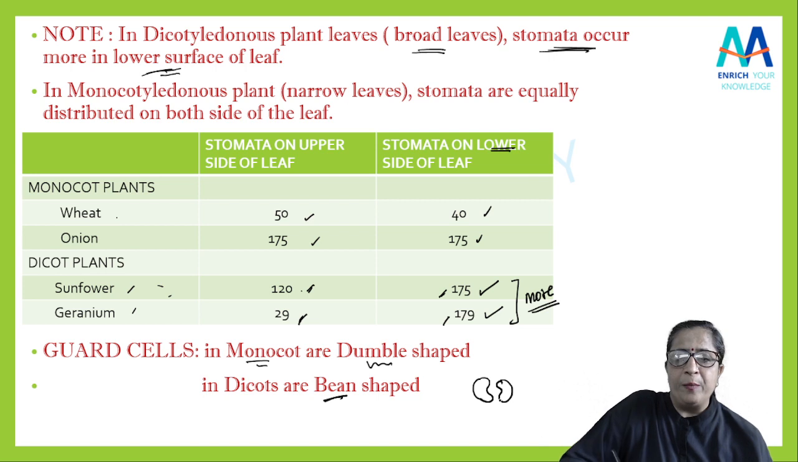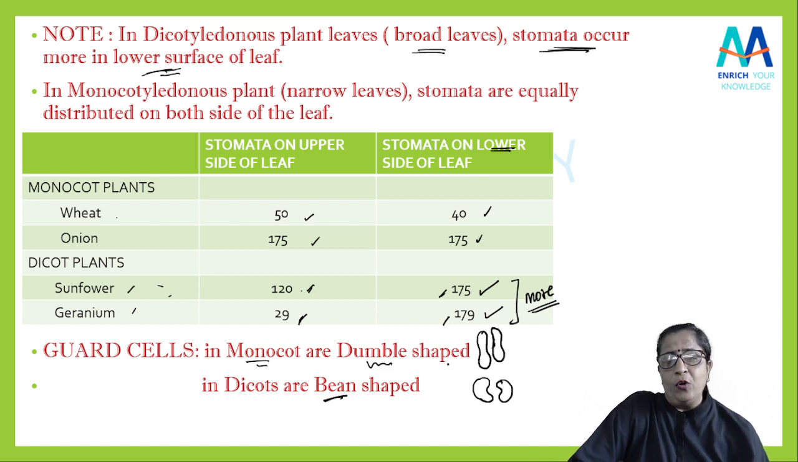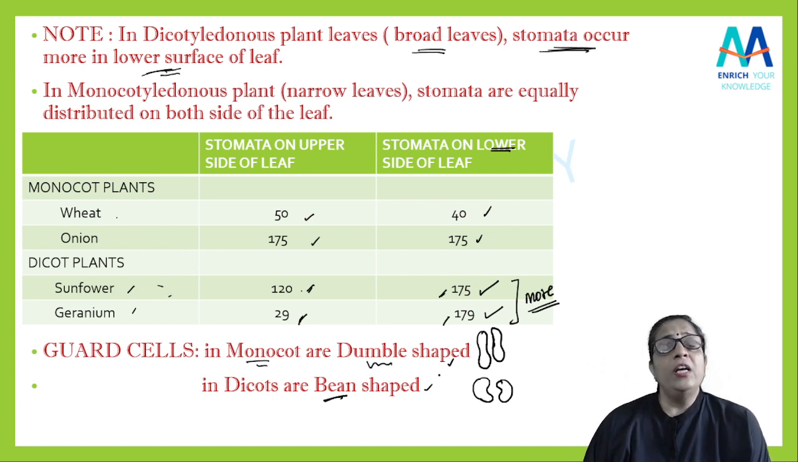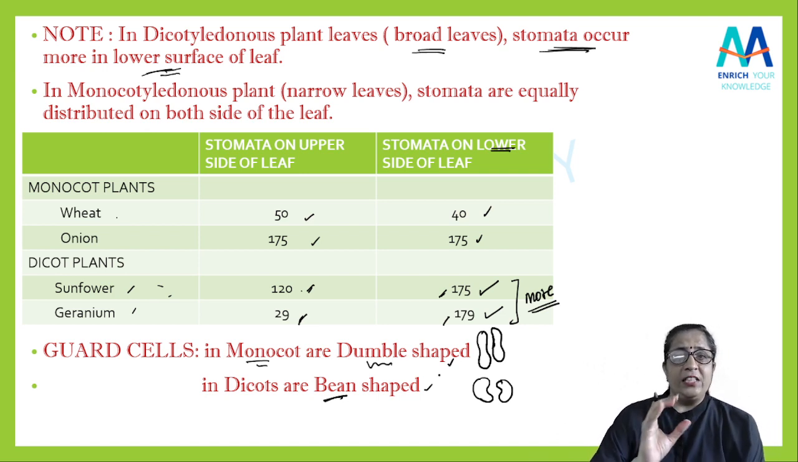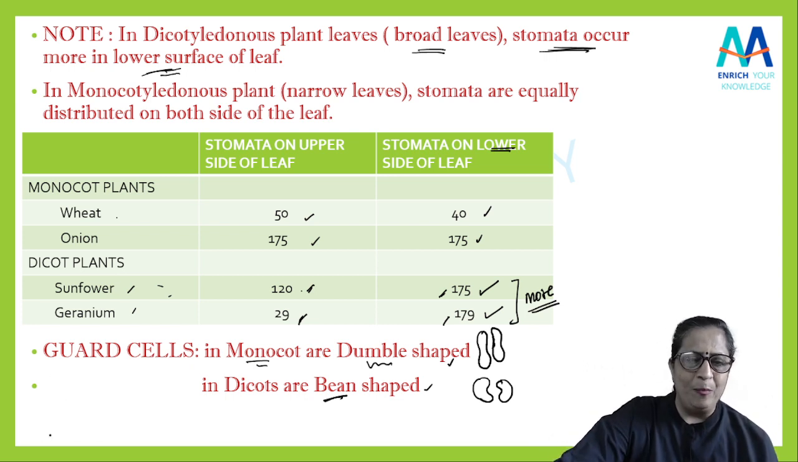This is a bean shape. Dumbbell shape means what is it? Dumbbell we have seen in the gym. This is dumbbell. Yes, so it will be dumbbell shape there. This is in a monocot and this is in a dicot. So this is also a very good point to remember. Yes, ये चीजें आपको यदि पता है तो you will have some extra knowledge. Yes, and that will help you.